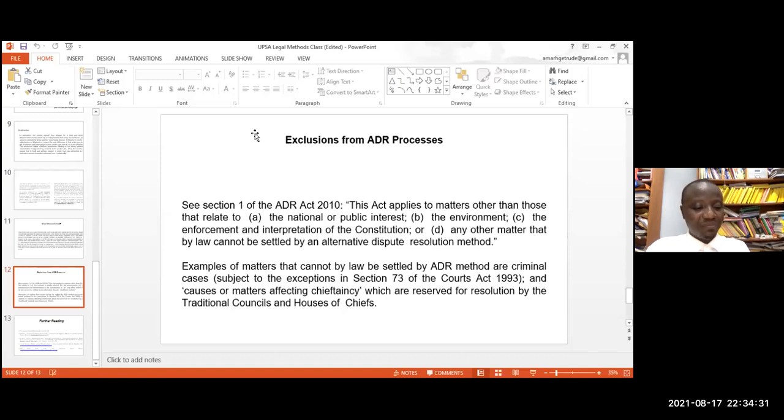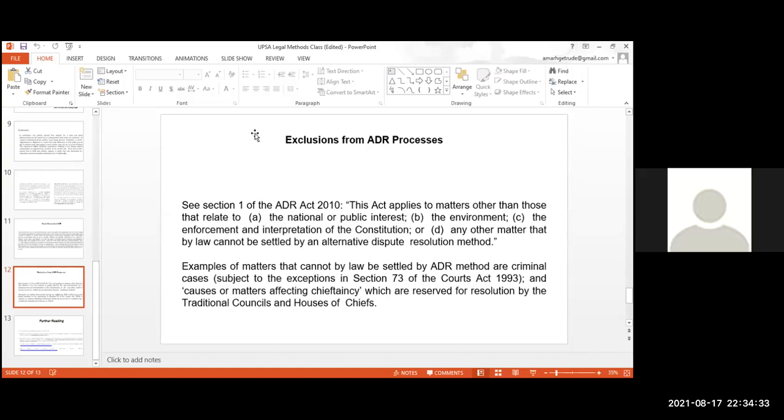Thank you so much, Doctor. So you all heard. Please let's look at Section 73 of the Act. And even when you look at Section 1 of the ADR Act, it makes it clear that the Act applies to matters other than those that relate to certain matters. So for example, matters relating to the national or the public interest, issues relating to the environment, the enforcement and interpretation of the constitution, or any other matter that by law cannot be settled by ADR mechanisms.